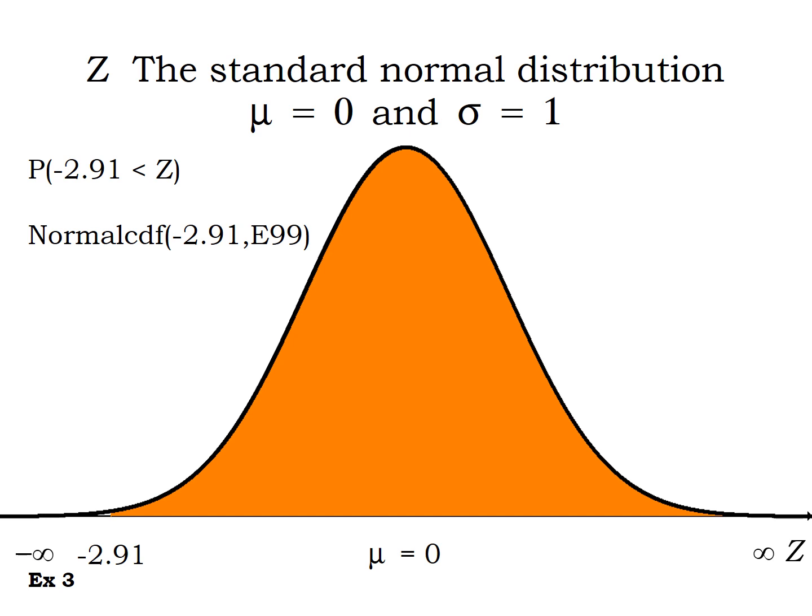I want you to pause and practice. Enter the normal CDF, negative 2.91 to positive infinity, in your calculator. Pause the video now and make sure you can get the correct answer. Hopefully you got 0.9982. If you're having trouble with the calculator, look back at the previous example where we walked you through it.